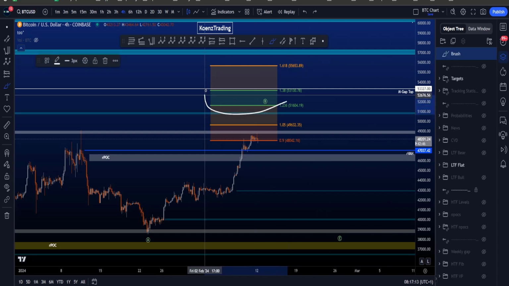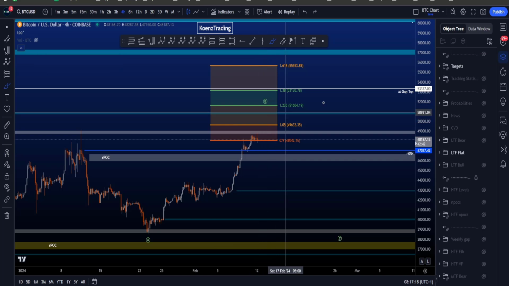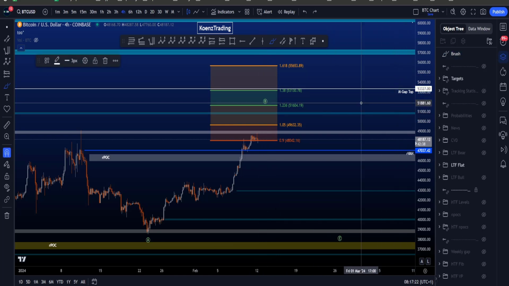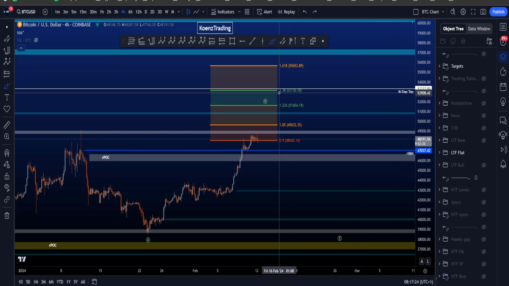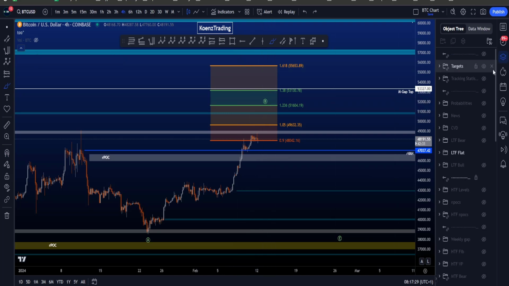Close to that most common target area for wave B, we have this blue resistance box over here, as mentioned earlier, but also, and even more important for me, is the monthly gap top over here at 53.3k in confluence with the 1.38 target for wave B in an expanding flat.